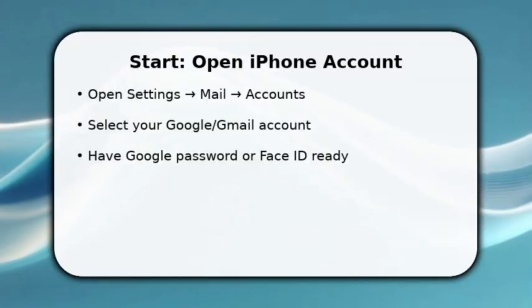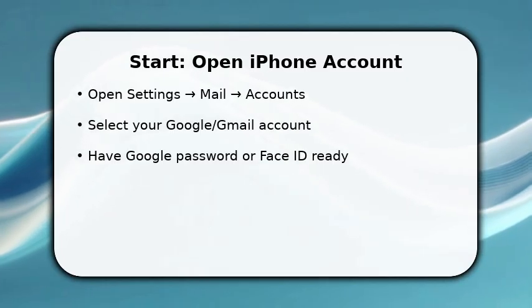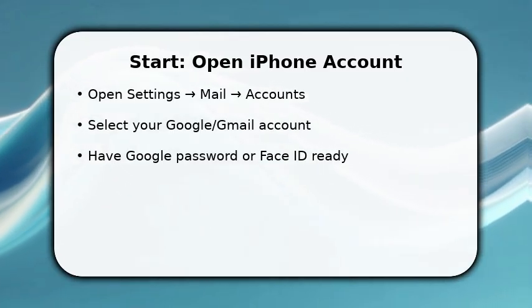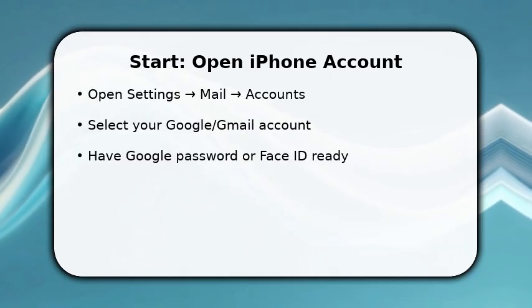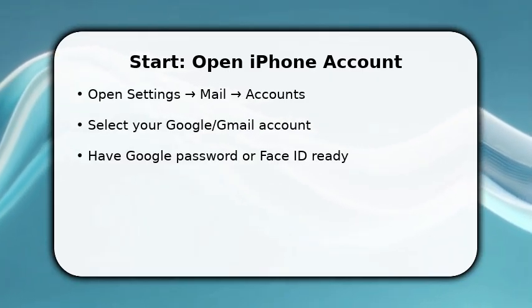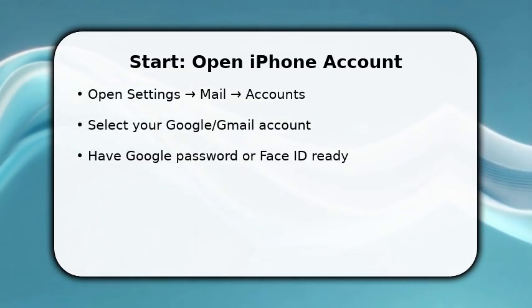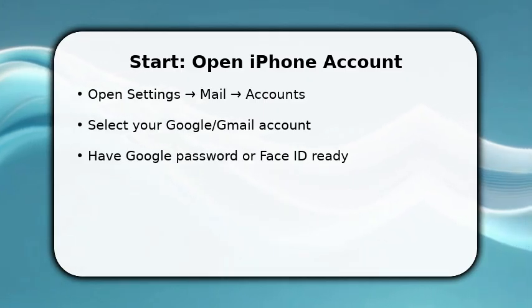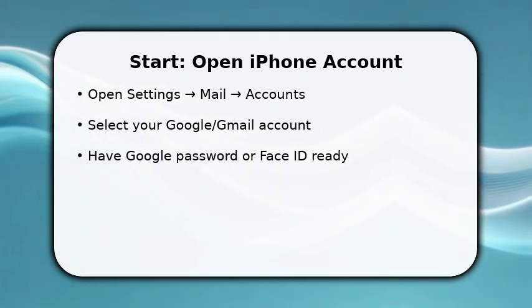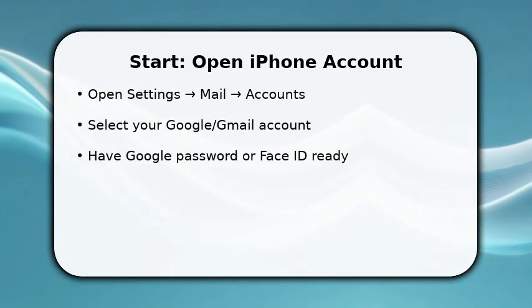You open Settings and go straight to Mail, then Accounts. Don't waste time on background details. Tap the Gmail/Google account you want to stop syncing. Once selected, you'll see toggles for Mail, Contacts, Calendars. Make sure you're signed into the device and can authenticate if prompted. This first step locates the source of sync.